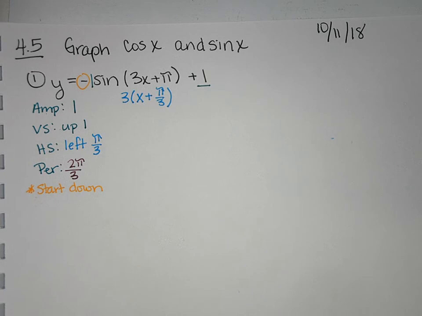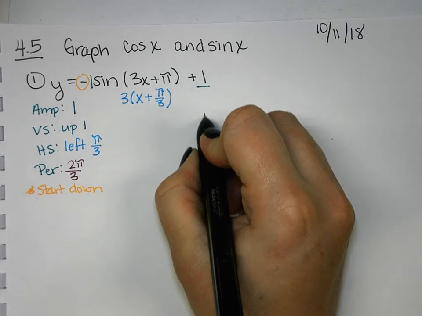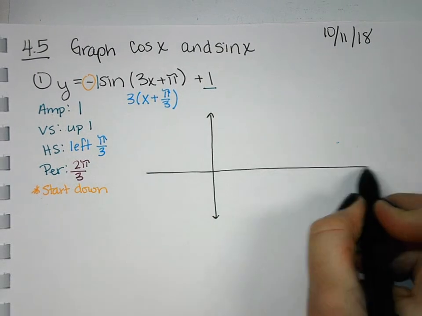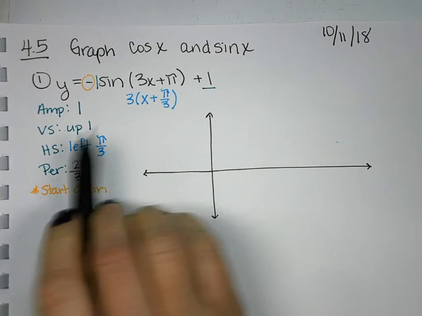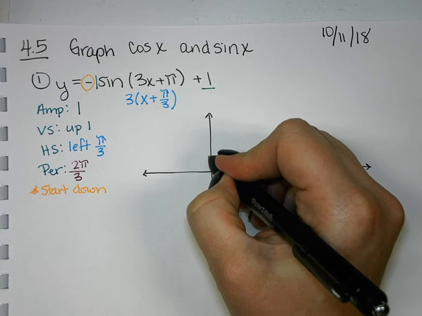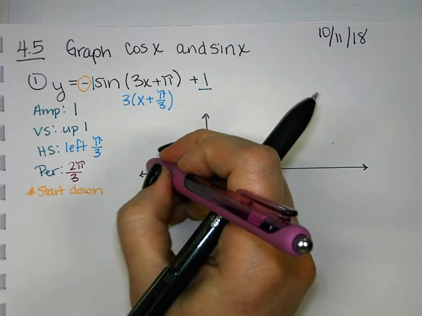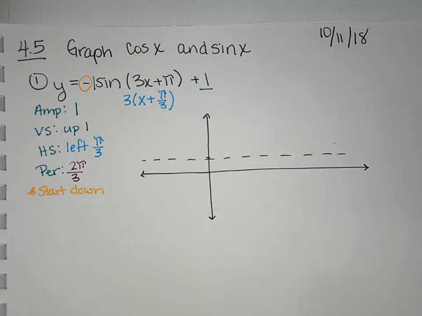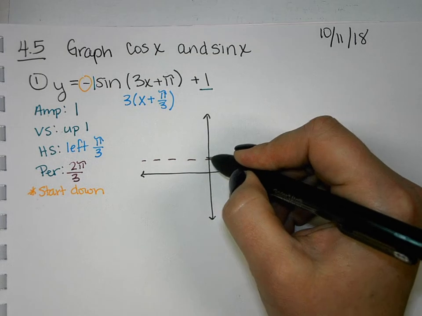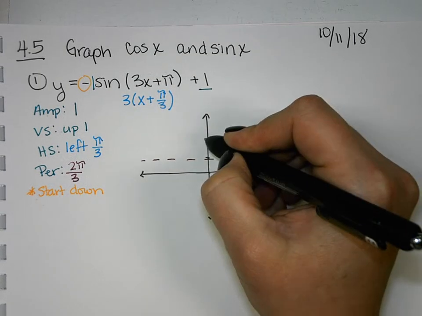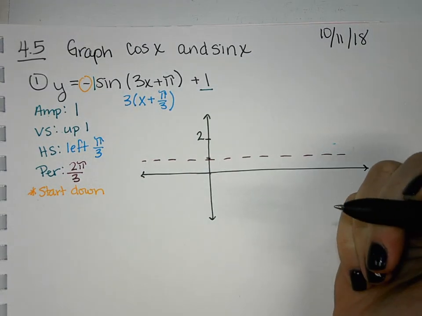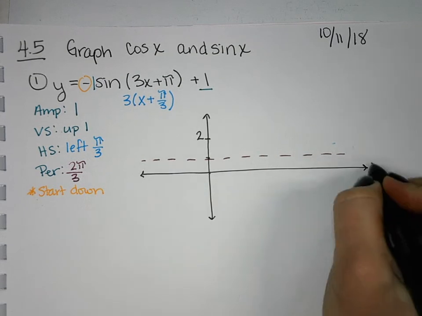So now when we go to actually apply them to the graph, we're going to start with the labeling. I know I have a vertical shift up 1. So that means I'm going to have my new horizontal axis right here. If my amplitude has to go up 1 and down 1, then my graph has to be able to go up to 2 and down to 0. So there's my x or my y-axis.